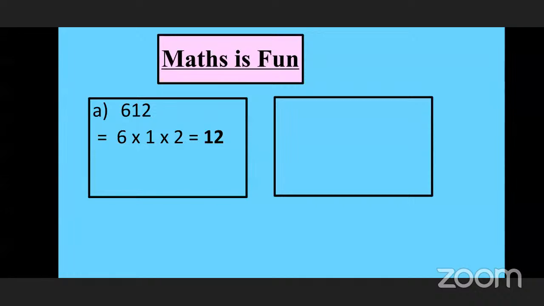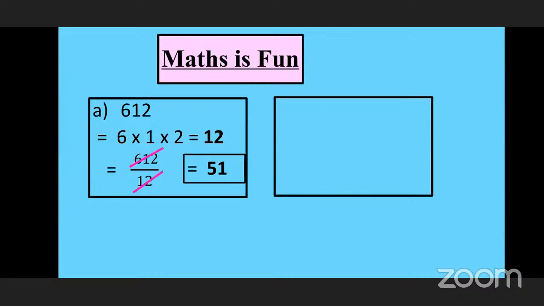Now observe the screen carefully, children. The product of these 3 digits is 12. And when we divide this 3-digit number by this product, what answer will we get? 51. Yes, 51, very correct. Is there any remainder after division? No, no remainder is there.